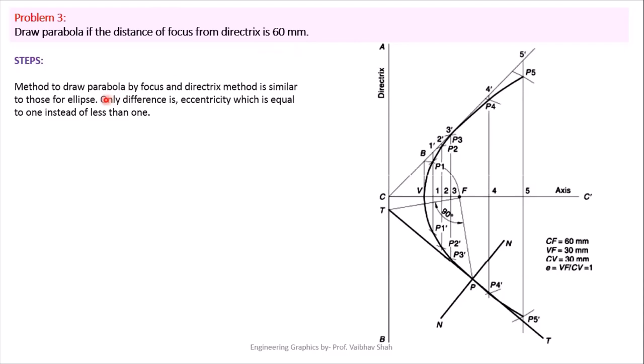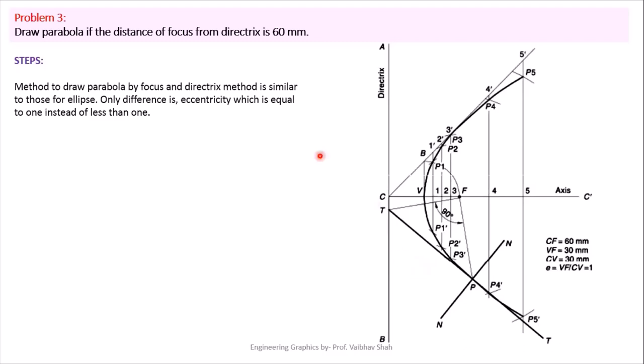Now the method to draw a parabola by the focus directrix method is similar to that of the ellipse. If you have seen my previous lectures, lectures number 2 to 7, then you can clearly identify this is the same method as the ellipse. The difference is only of eccentricity. In this case, eccentricity is 1 instead of eccentricity less than 1. If you are having the same example with eccentricity less than 1, that means you have to draw an ellipse. But here it is said that you have to draw a parabola, which means you will be using eccentricity as 1. But the method of drawing by the directrix focus method for ellipse as well as parabola is similar, except the eccentricity.